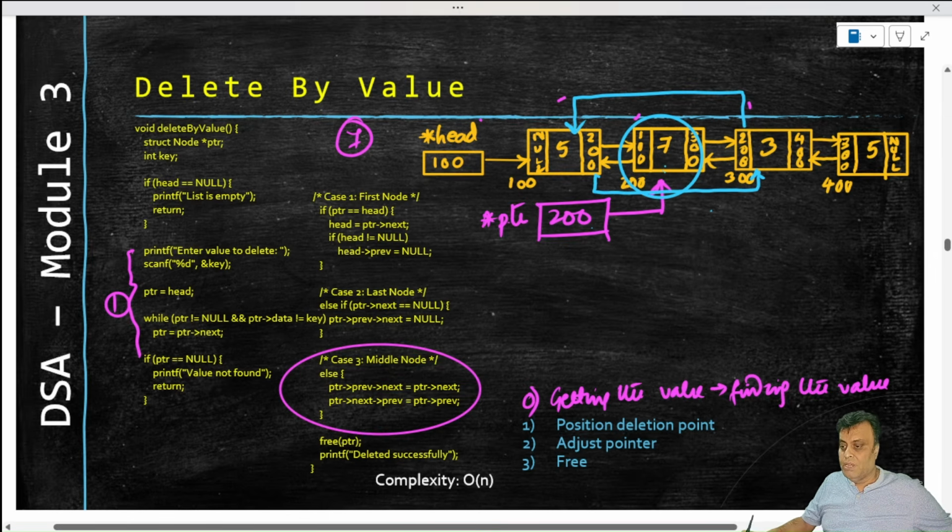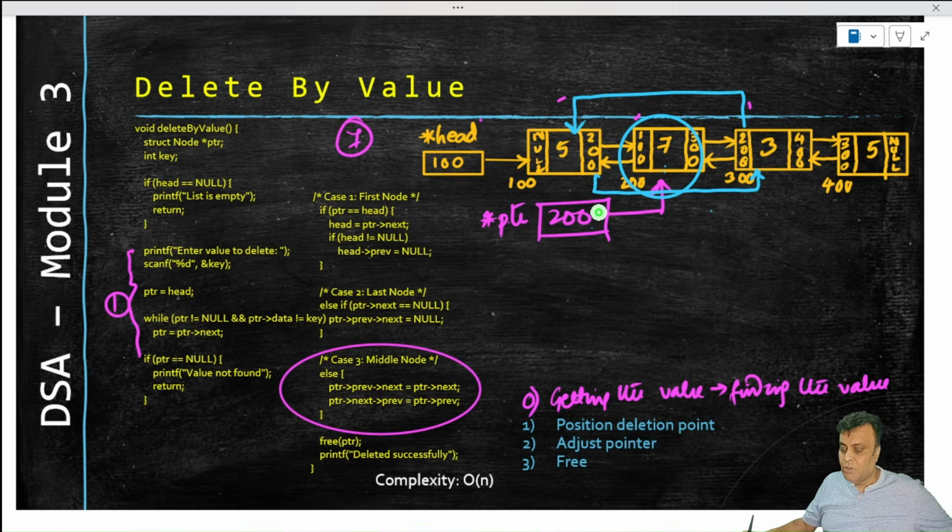Right? So pointer is this. Let me draw this again. Let me use a different color. Yeah. So pointer, this is pointer previous. Pointer previous is this. So previous is pointing here. Whose next is this? Right?